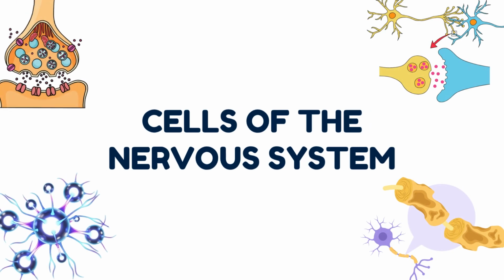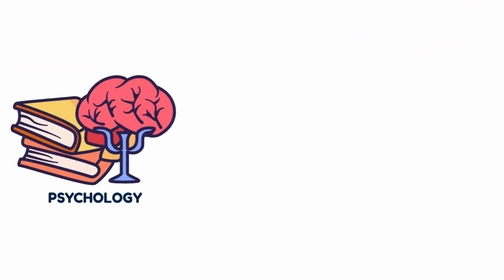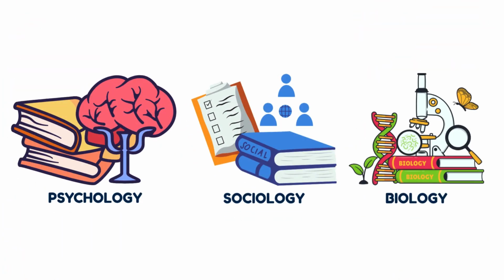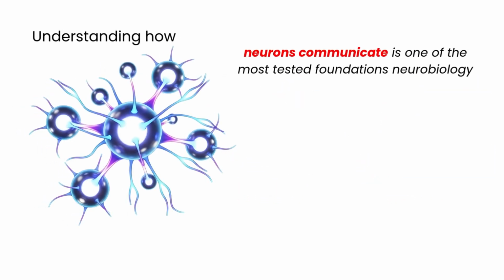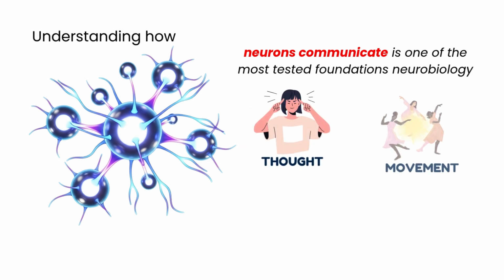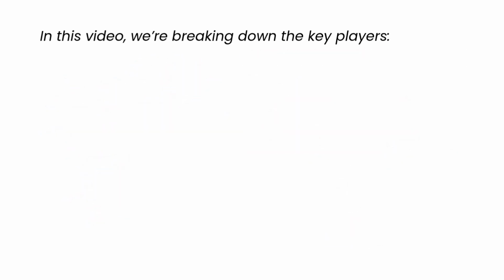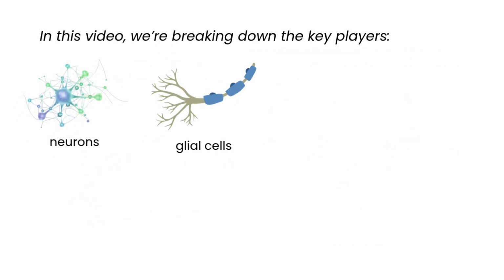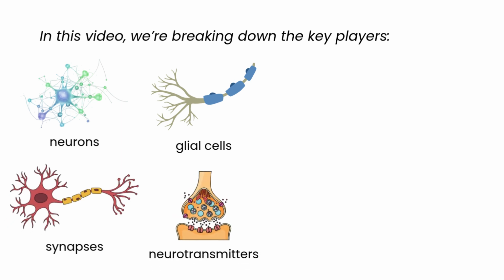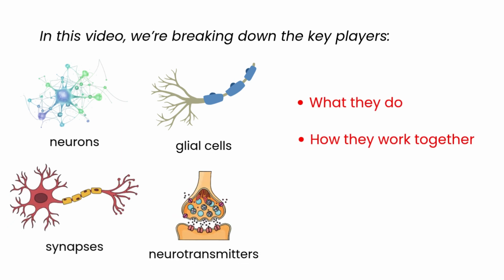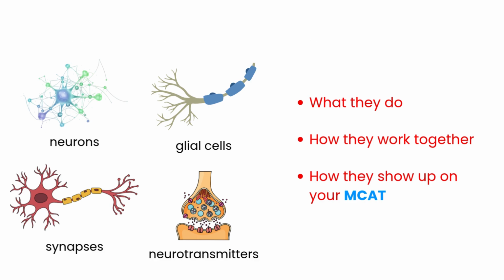Cells of the nervous system show up all over the psychology, sociology, and biology sections of the MCAT. And understanding how neurons communicate is one of the most tested foundations in neurobiology. Every thought, movement, and reaction you have starts with one thing: the electrical signal inside a single cell. In this video, we're breaking down the key players: neurons, glial cells, synapses, and neurotransmitters. What they do, how they work together, and how they show up on your MCAT.